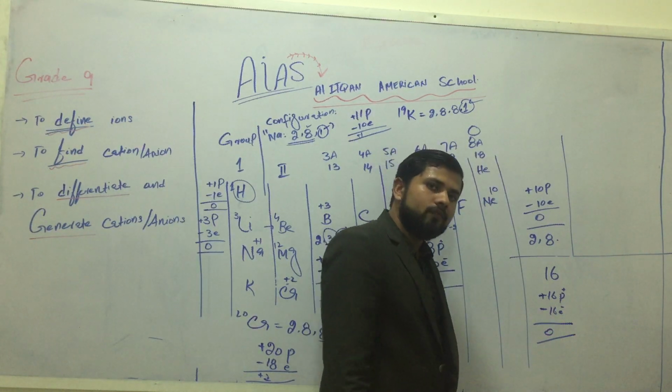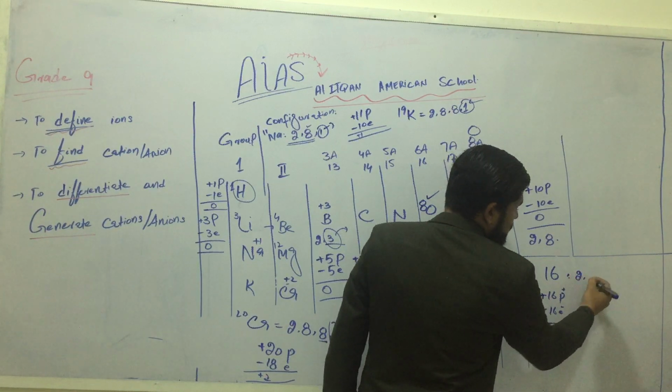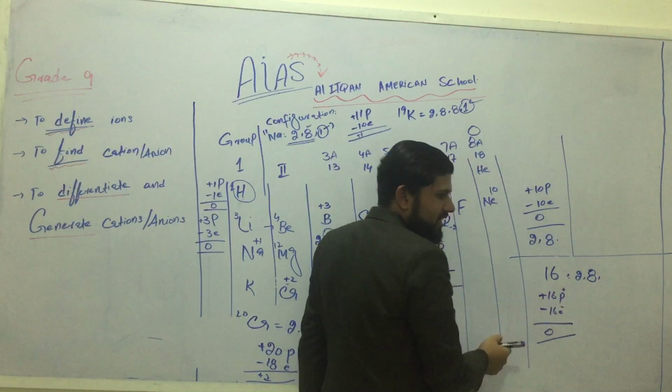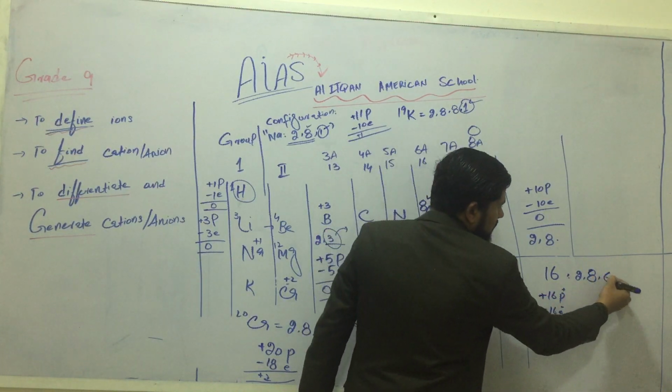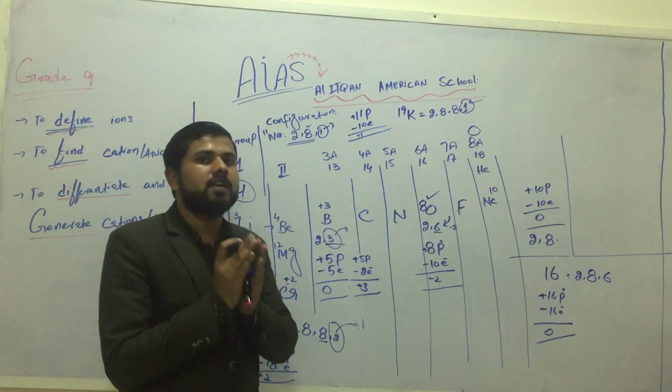Let's talk about its configuration. The configuration is first shell 2, yes. Then you have 8, yes, 2 and 8, 10. How many are left? 6, yes. What do you need here? The last shell is having 6. It should have 8 electrons.